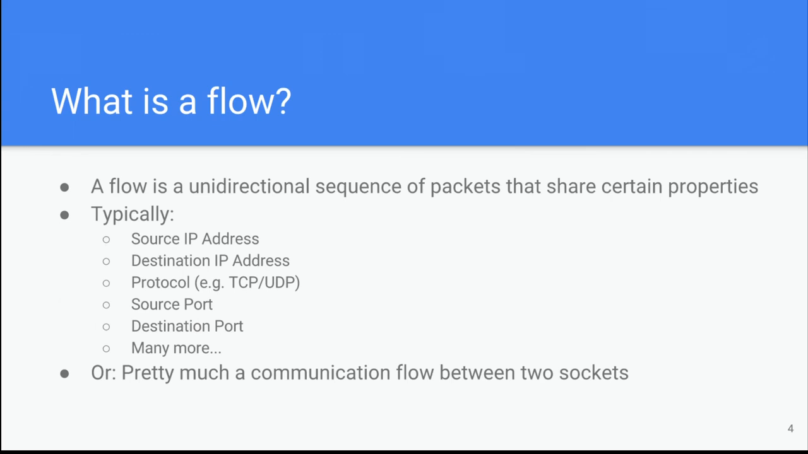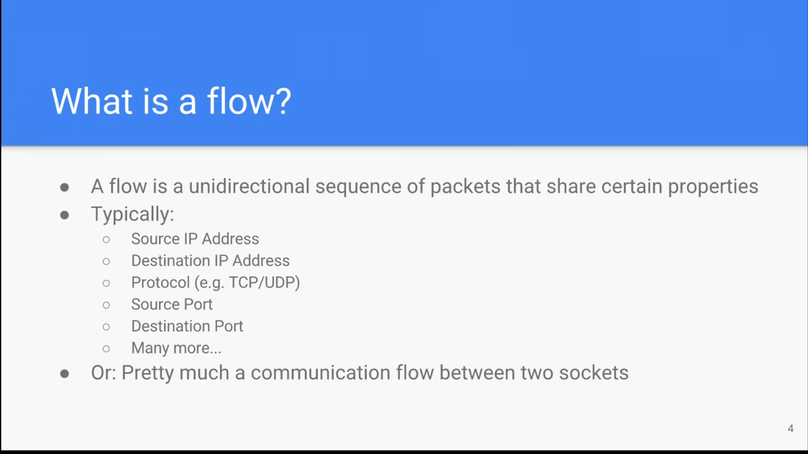So let's go deeper and go to the actual topic, like what is a flow? So a flow in a network is a unidirectional sequence of packets that share certain properties. So what does that typically mean? Every packet has some properties, like you have a source IP address, a destination IP address, a source MAC address, destination MAC address, source port, destination port, and whatnot. There's lots of information that is not the payload, but it's actually metadata that is used to forward the packets to the right destination.